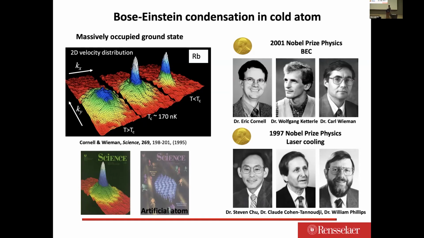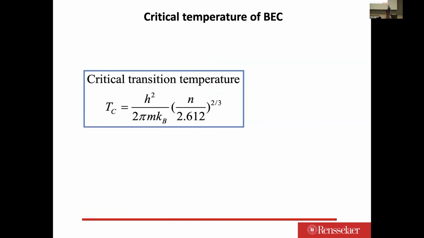Due to this pioneering work, two Nobel Prizes were given, one on laser cooling, the other on the real BEC work. If you trust my copy-paste capability, you will realize the critical transition temperature in the 3D case can be written down as this formula. There are a bunch of constants, and the only tunable things are the effective mass of the boson system and the density of the boson system.